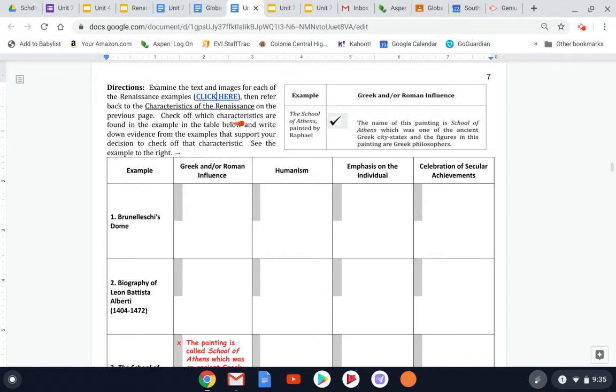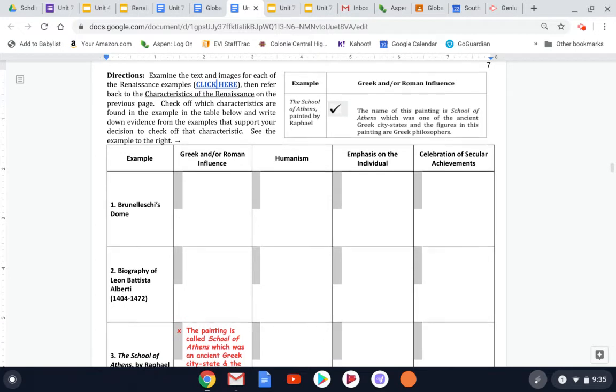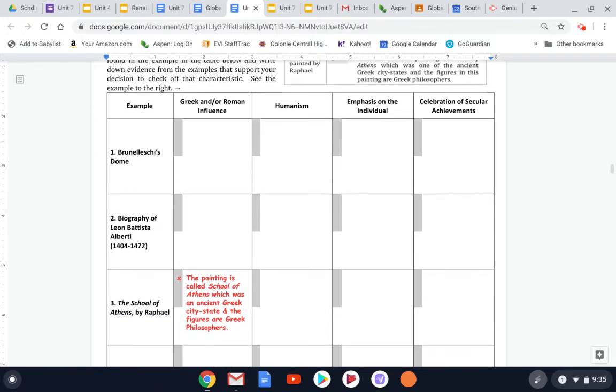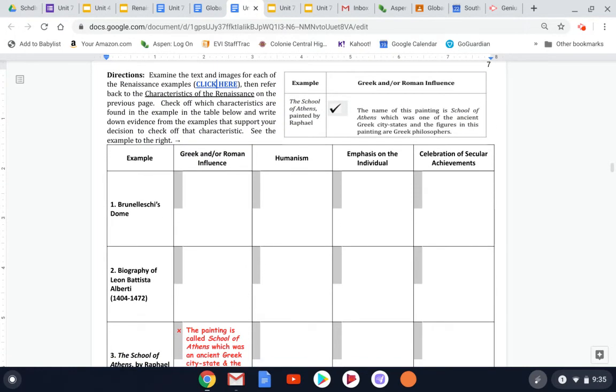We're going to check off which characteristics are found in the example in the table below and write down evidence from that example that supports our decision to check off that characteristic. So what is this going to look like? I know that's kind of a heavy set of directions. So on the right, I have an example for you that I'll kind of go through this with you. And it's actually filled out right here so that you guys can get a little head start.